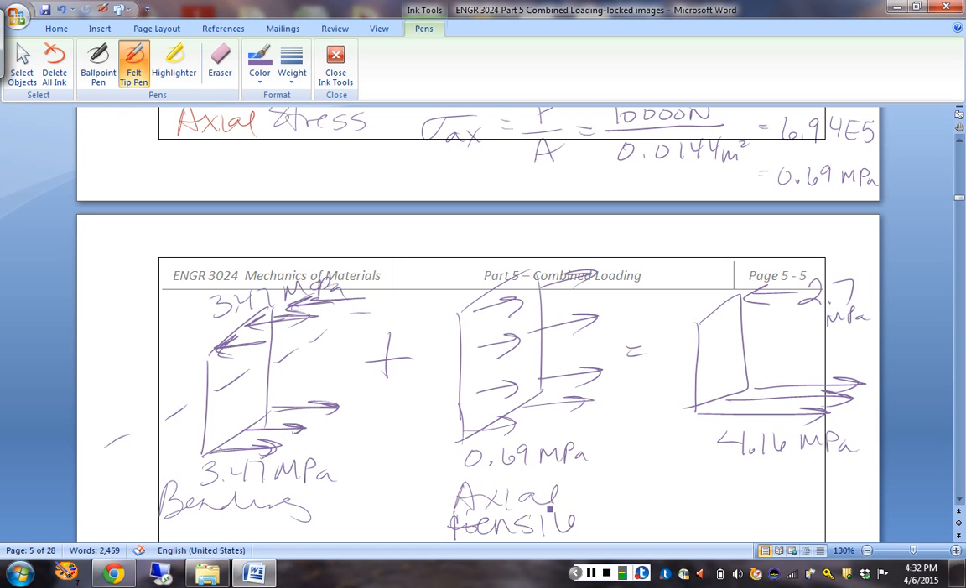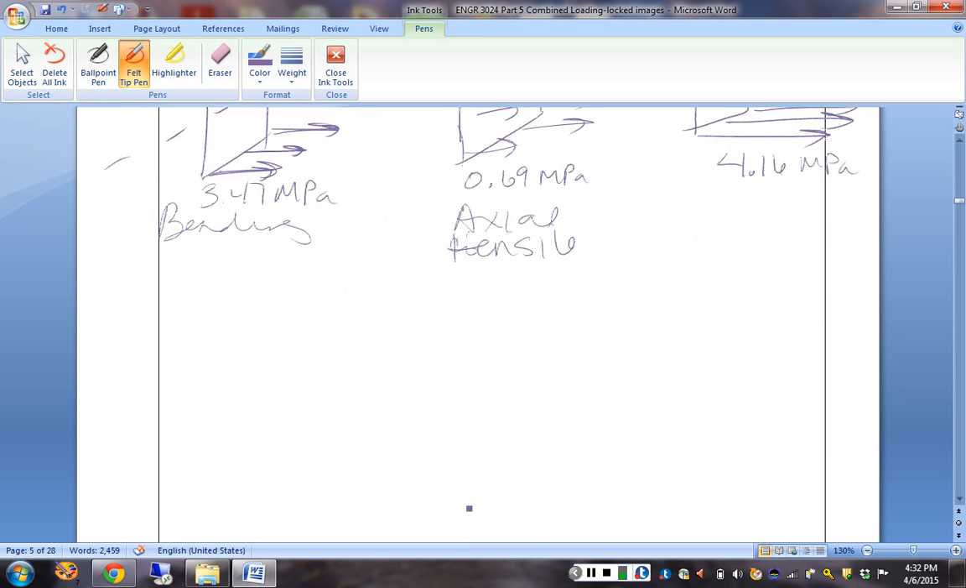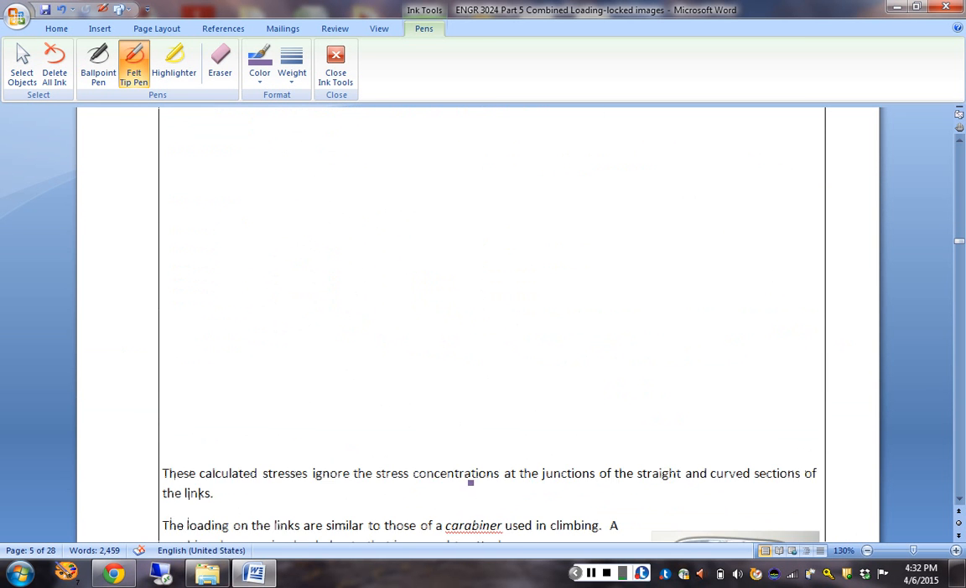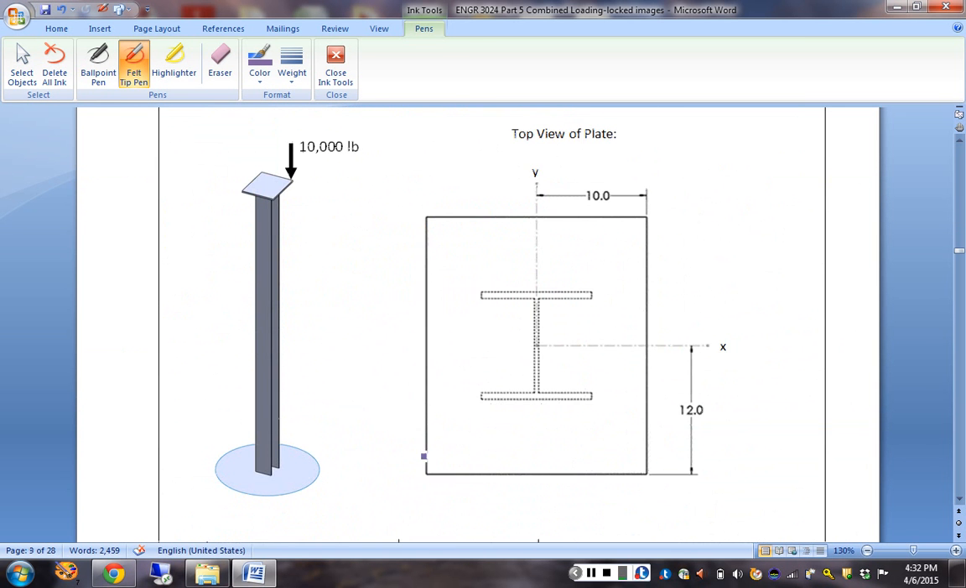All right. So I'm actually going to skip the chain link one and fast forward to the I-beam post one. All right. So sort of similar to me pushing down on this desk, we have an eccentric load on the top of a plate that's up on top of this I-beam.